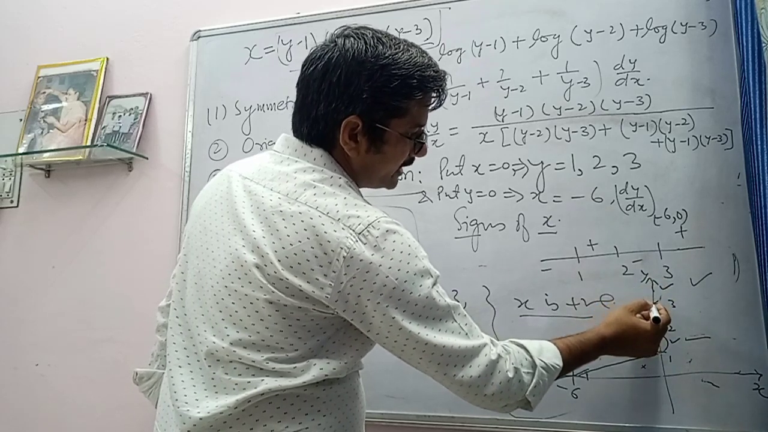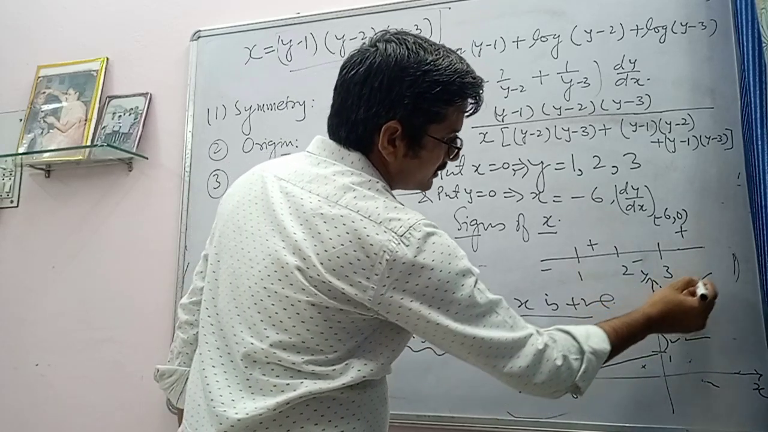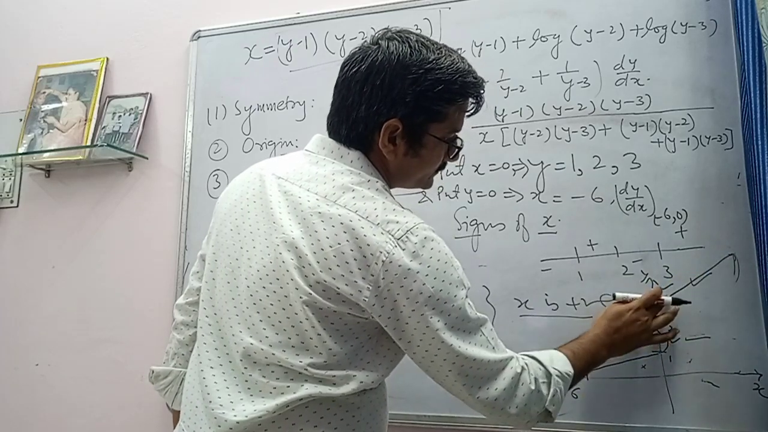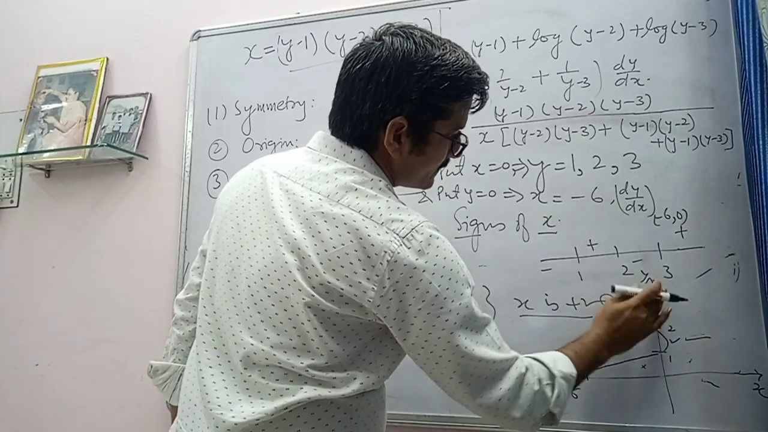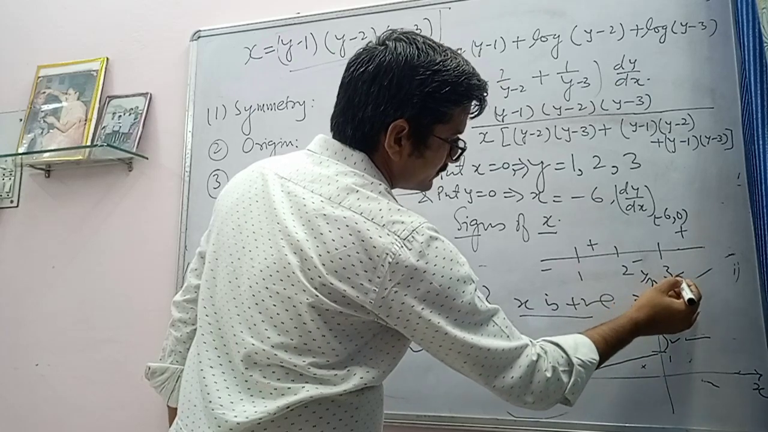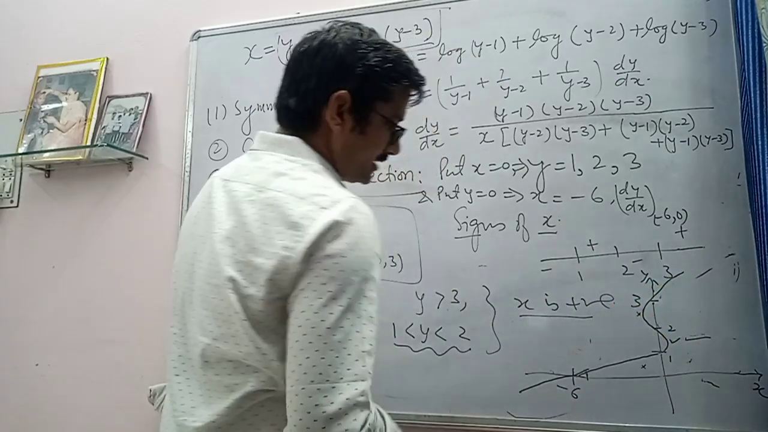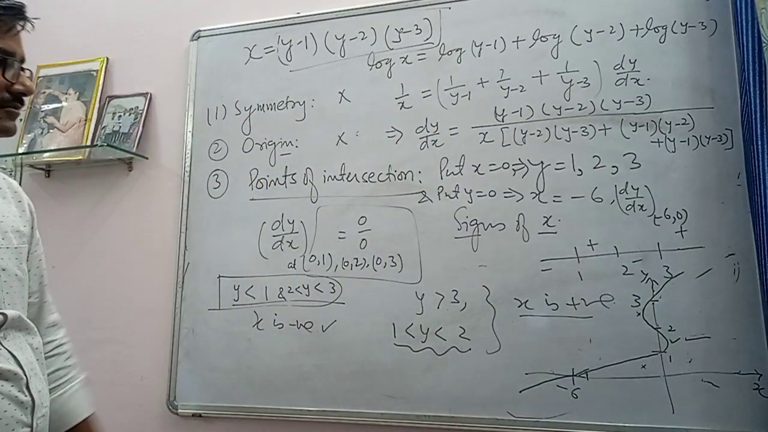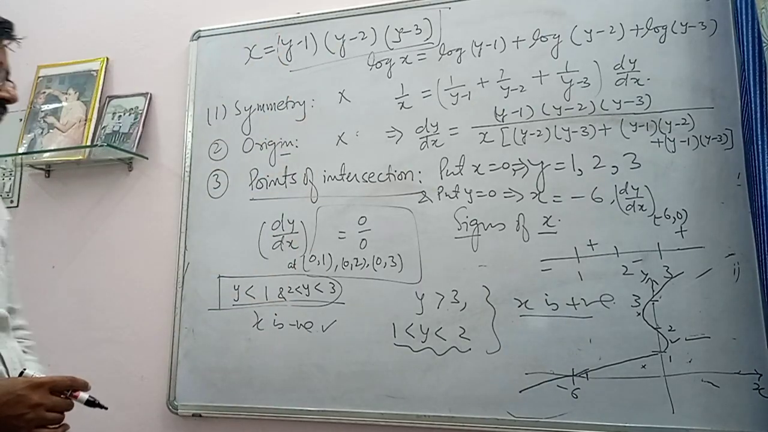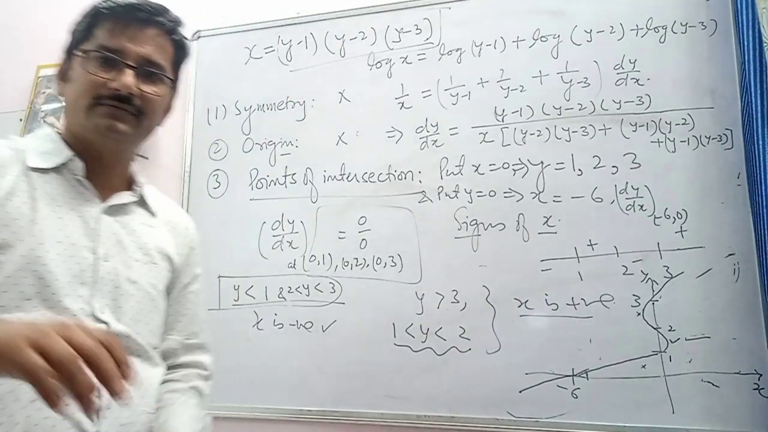So if y is greater than 3, x is always positive. Say it is 3. So combining all these facts, we can draw this figure.